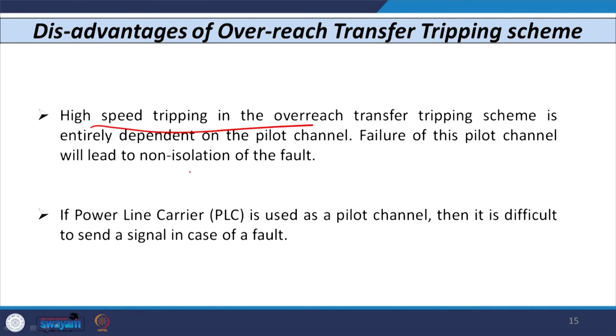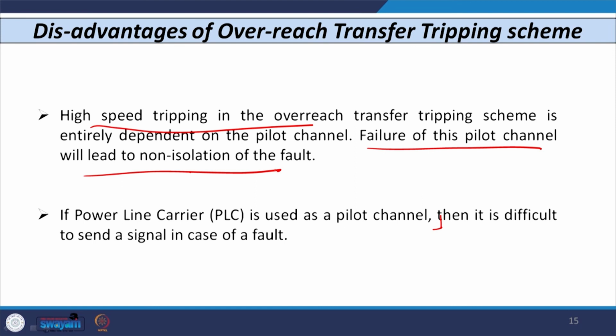Overreach transfer tripping scheme is advantageous compared to underreach transfer tripping scheme, because using this you can achieve high speed tripping on both sides of the relays. The only disadvantage of this scheme is that if your communication channel fails, then there is a probability of maloperation in case of a fault beyond the zone on each side of the line section, that is F2 or F3. Otherwise, there is no disadvantage of the overreach transfer tripping scheme.